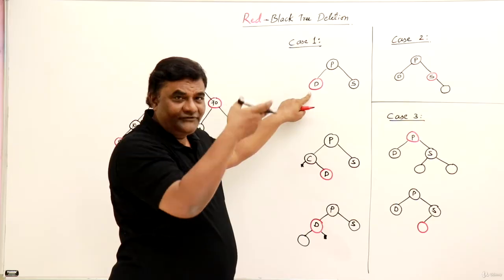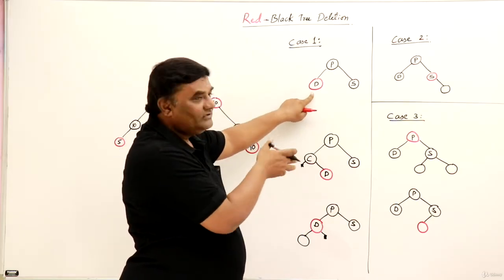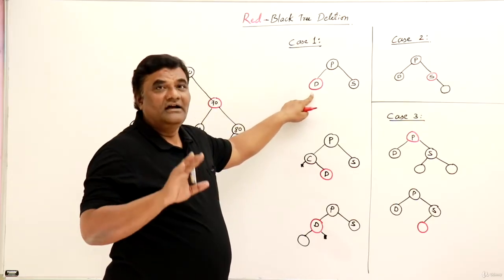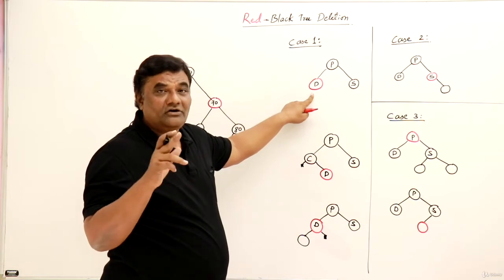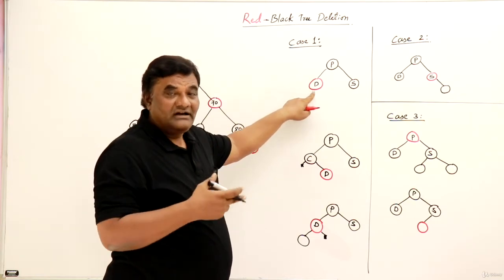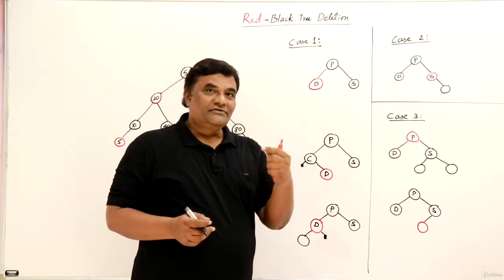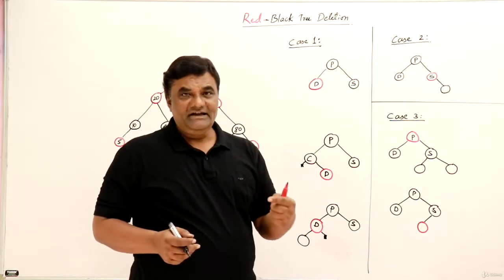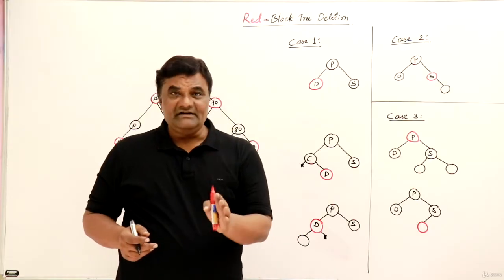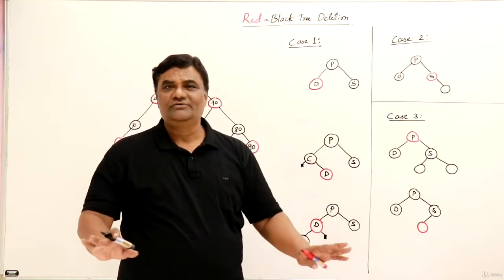Then search for the key. Node is found. Delete it. And you don't have to do anything because it is a red node and it does not have any children. So this is the first thing. Whenever you are deleting anything from a red-black tree and that node is red, simply delete it. You don't have to do anything.